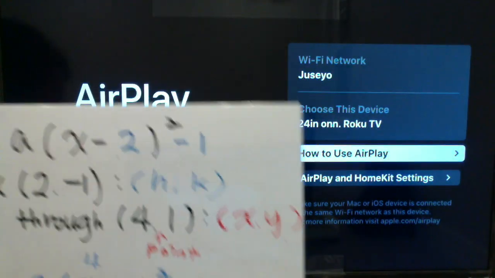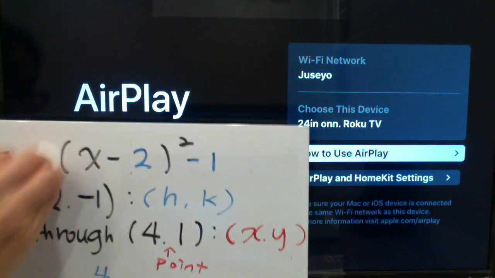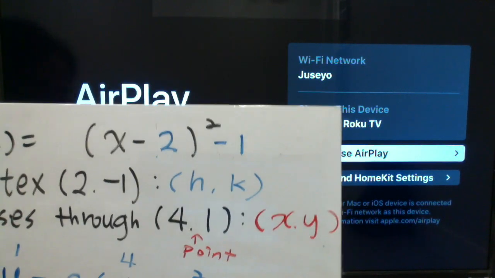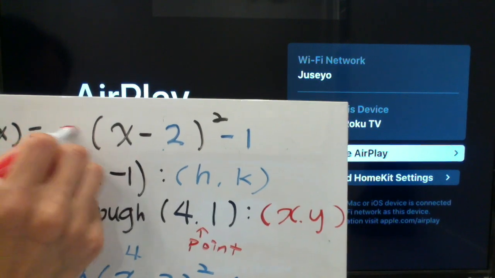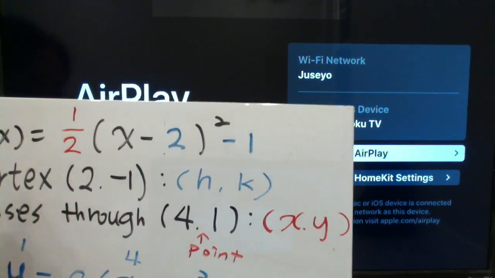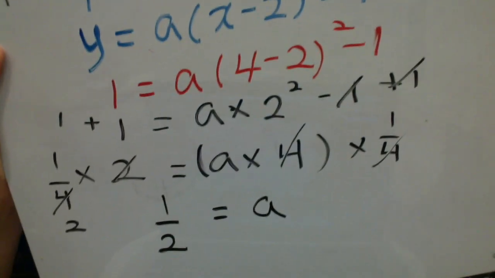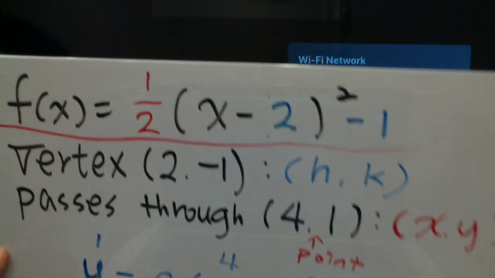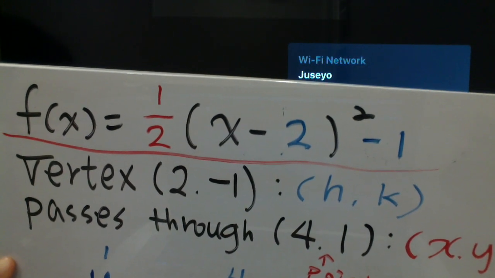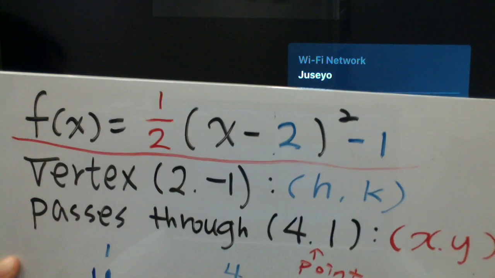So here, right on top, I'll change this. This will be the answer. We just found A is a half, right? So I plug in right here. Okay? So this is the answer.